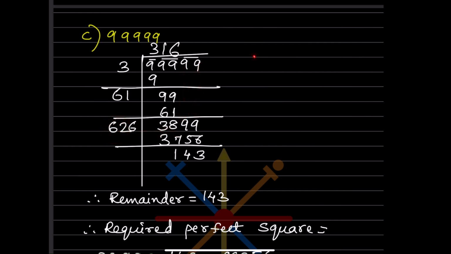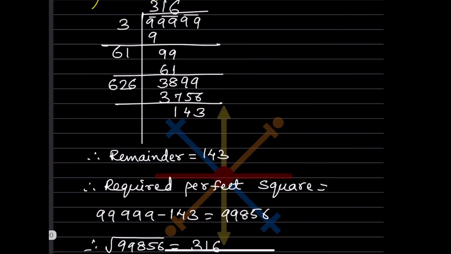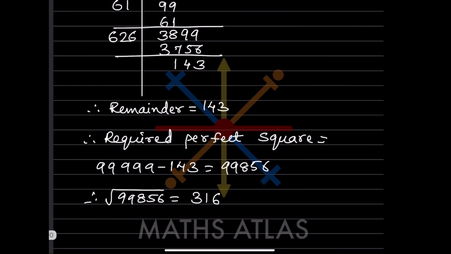So now here 62 is already there. If you are putting here into 6, that will be 3756. But if you go for 27, 627 into 7, that is going to be a bigger number. So the remainder is 143. So the required perfect square is going to be 99999 minus 143, that is 9899856.